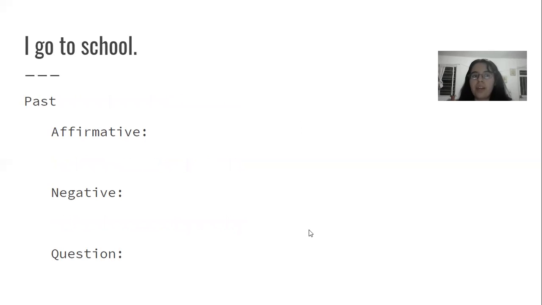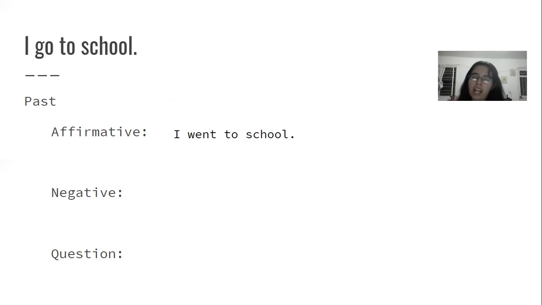So here we have some sort of example. I go to school. That is in the simple present. How do we turn it into the simple past? In affirmative, negative, and question. So first, affirmative. How would that be in affirmative? I go to school, simple past. So it would be I went to school because go is irregular, so it has to be turned into went. I went to school.